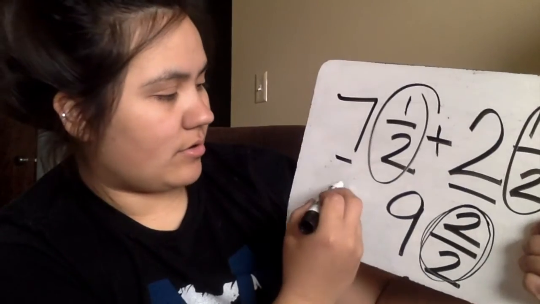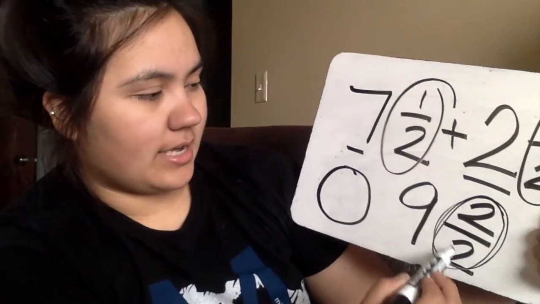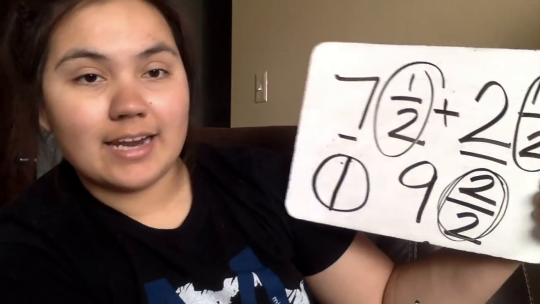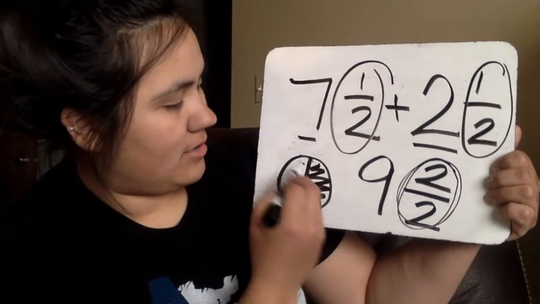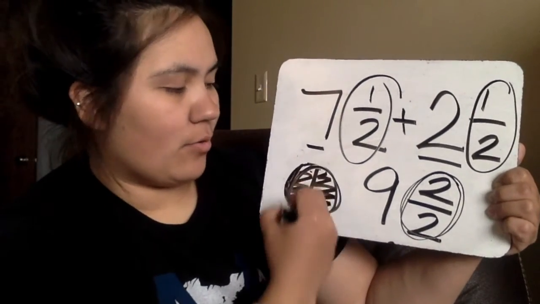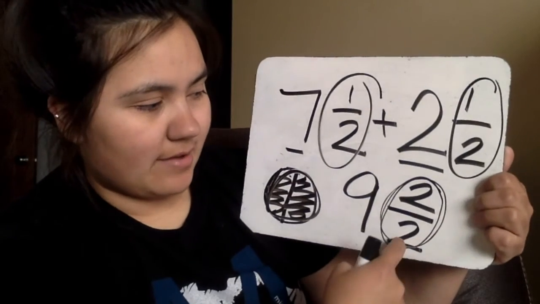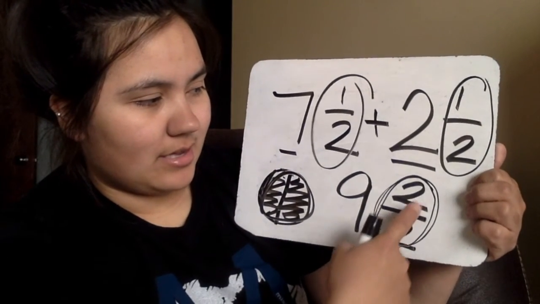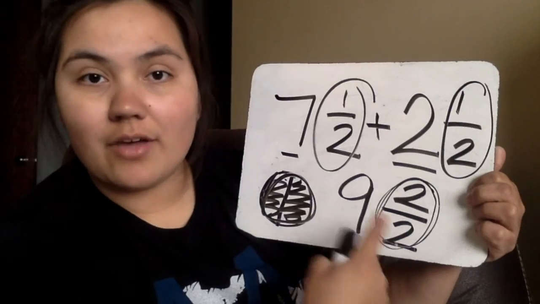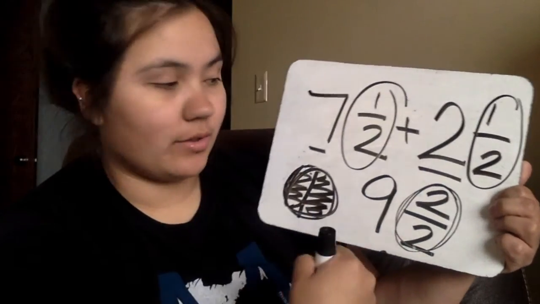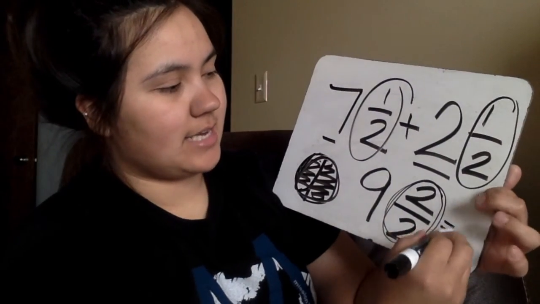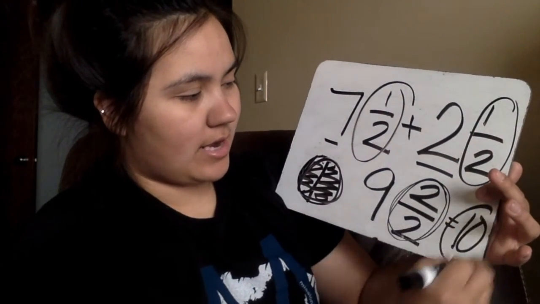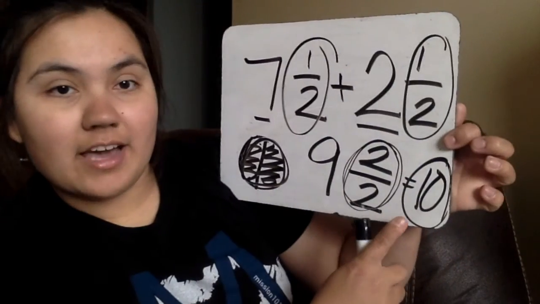Okay, now to prove that, if I was drawing halves, and I filled those halves in because there's 2 of them, 1, 2, that makes up a whole circle. So 2 halves, remember, if both the numerator and the denominator are the same number, that's just one whole. So we've got 9 plus 1, which is 10. So our answer for example 5 is 10.